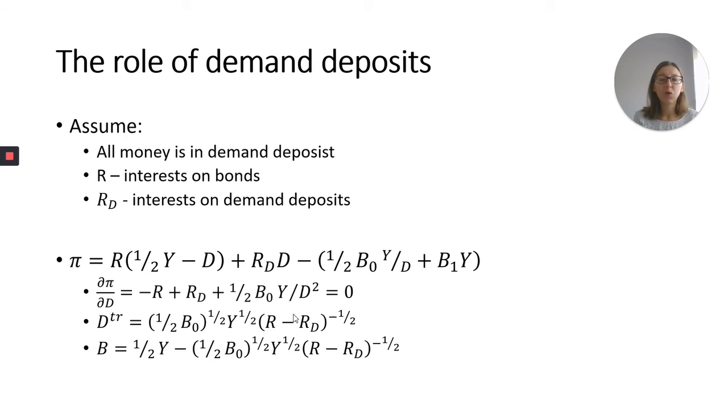So in this case, when R_D becomes equal to 0, we can treat demand for demand deposits exactly the same as transactions demand for money. From this perspective, it makes no difference whether we have money for making transactions in cash or in demand deposits.